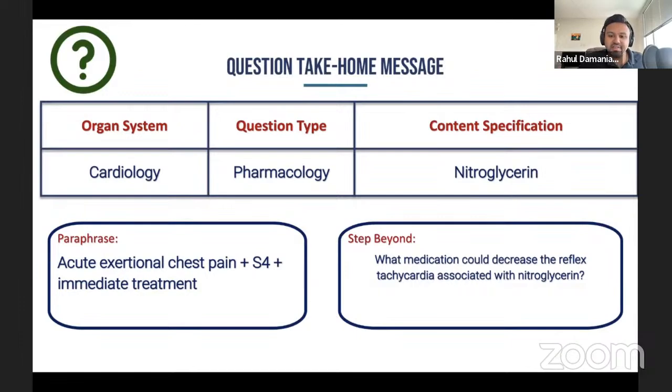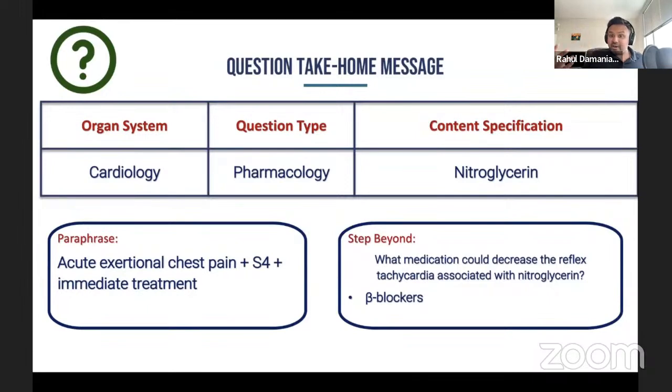Medication that could decrease the reflex tachycardia? If you're saying beta blocker, you are absolutely correct. Remember that nitroglycerin is going to cause you to have vasodilation. Preferentially, it's venodilation, but there is arteriolar dilation as well. That stimulates the carotid baroreceptor reflex. Whenever you have vasodilation, subsequent carotid baroreceptor reflex activation, you end up getting reflex tachycardia.